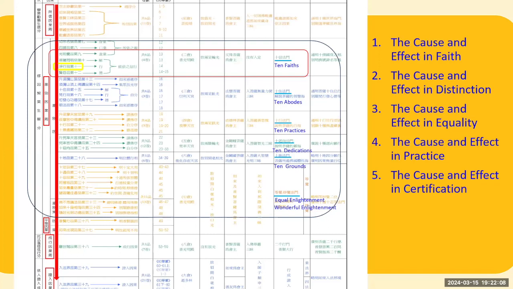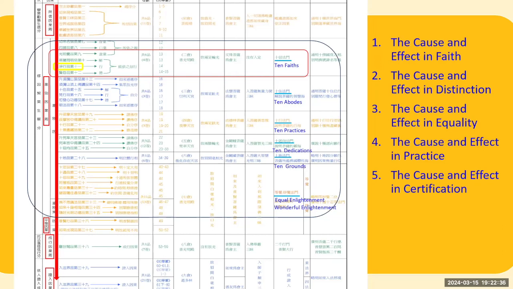The level of awakening achieved on the ground of effects is the result of the depth of our bodhi resolve on the causal ground, as well as the efforts that we put in cultivating the body, mouth, and mind. Cause and effect in distinction covers 52 stages of the Bodhisattva practice, such as the 10 faiths, the 10 abodes, 10 practices, 10 dedications, 10 grounds, equal enlightenment, and wonderful enlightenment.